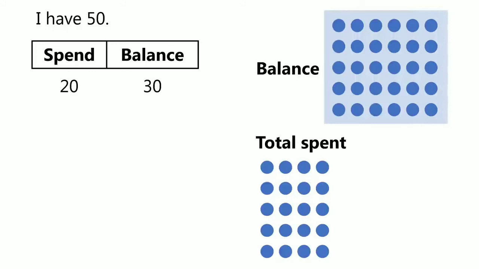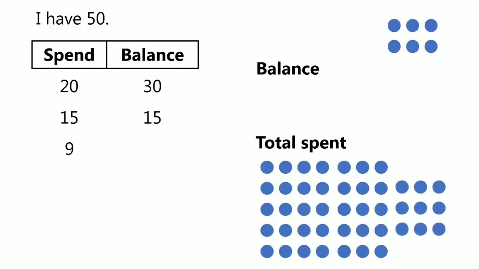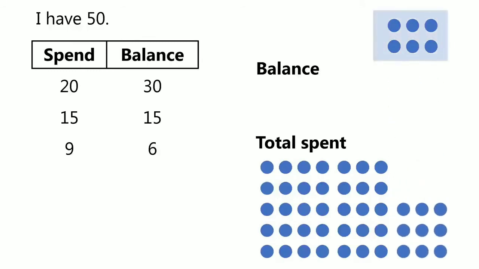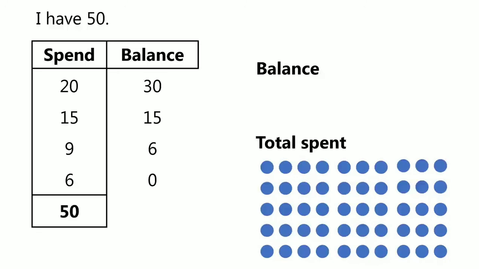Well, what happens if we spend 15? We then remove 15, and we remain with a balance of 15. So far so good. We spend 9, which leaves the balance of 6. We spend that 6, and of course we remain with a balance of 0. So actually all of these numbers are correct. The total amount that we spend will be equal to 50. The question is why the total in the balance column equals 51.